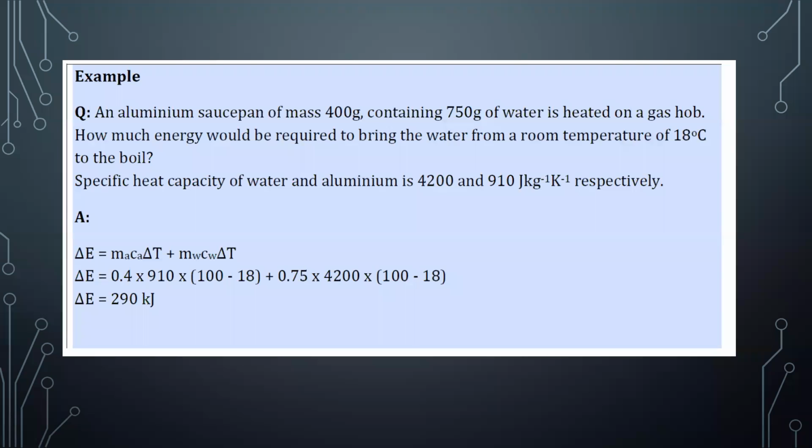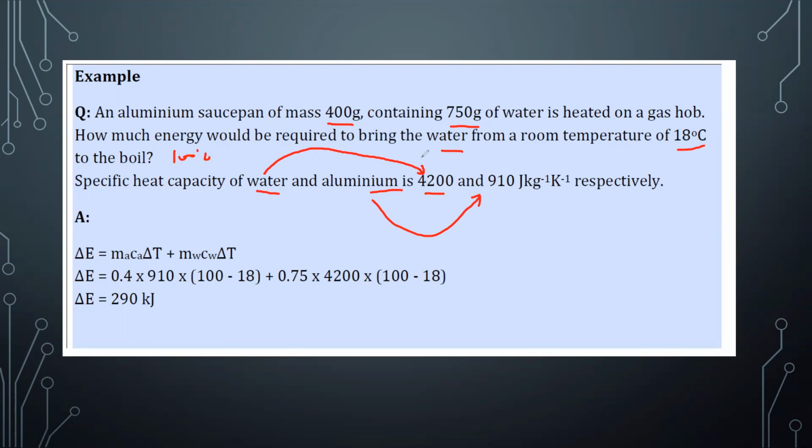So for example, an aluminum saucepan of 400 gram containing 750 gram of water is heated on a gas hob. How much energy is supplied to bring the water from room temperature, which is 18 degrees centigrade, to its boiling point, meaning 100? The specific heat capacity of water is 4200 joule per kilogram Kelvin, and for aluminium it is 910 joule per kilogram Kelvin.